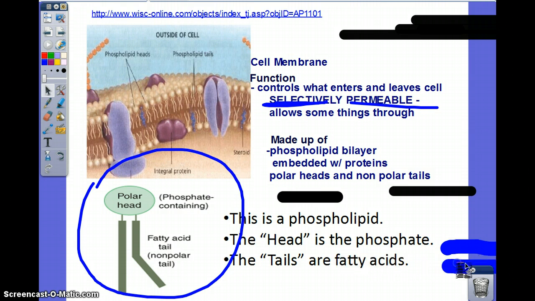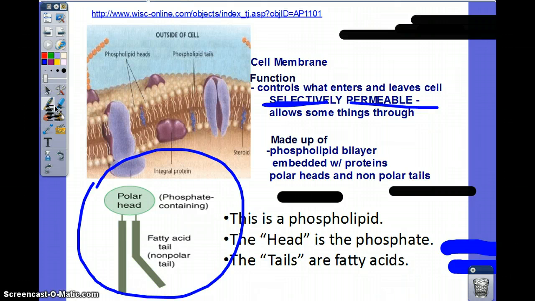The head is made up of phosphate, and the tails are made up of fatty acids, okay? Now, based on the fact that I just told you the tail is made up of fatty acids, what do we know fatty acids do? They insulate. Those are a type of lipid, more fats and oils. They repel water. Good.